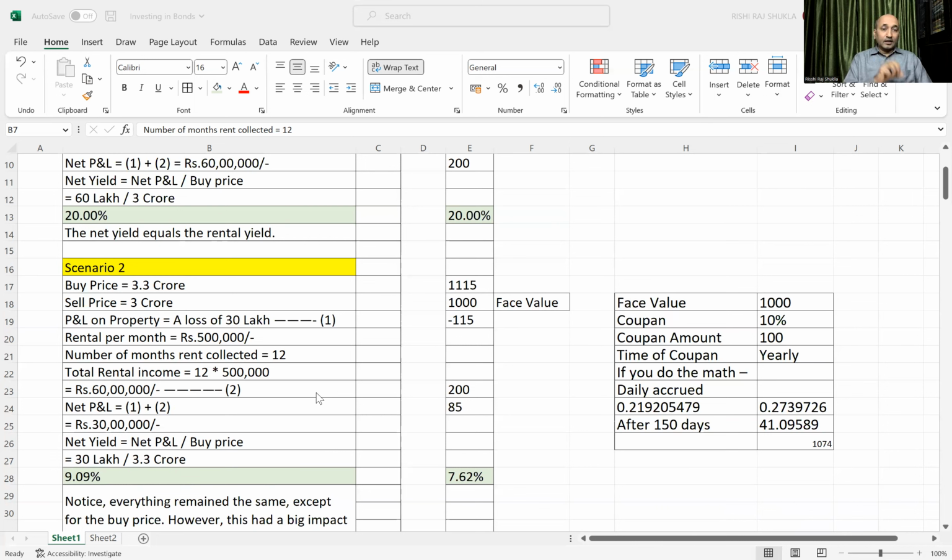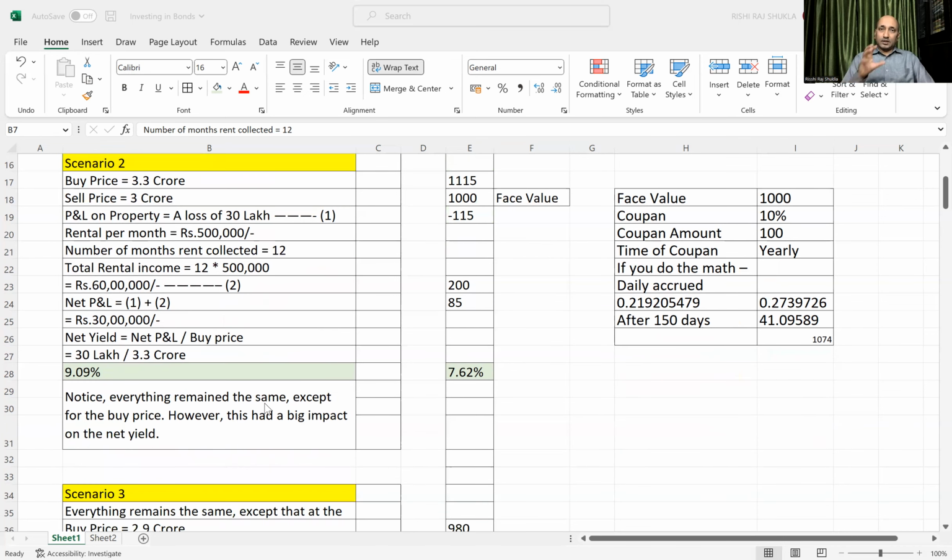Now, rental income for that year is 60 lakhs. So net profit and loss, how much will it be? 60 lakh minus 30 lakh, because this part is loss. So 30 lakh. So how much will be the net yield? Again, net profit and loss divided by buy price. So here net profit and loss is 30 lakh divided by 3.3 crore, so 9.09%.